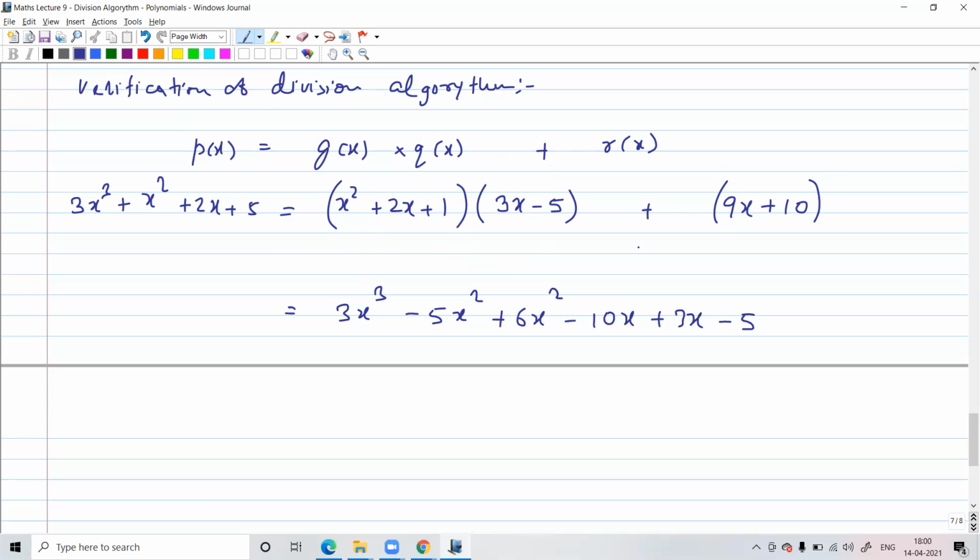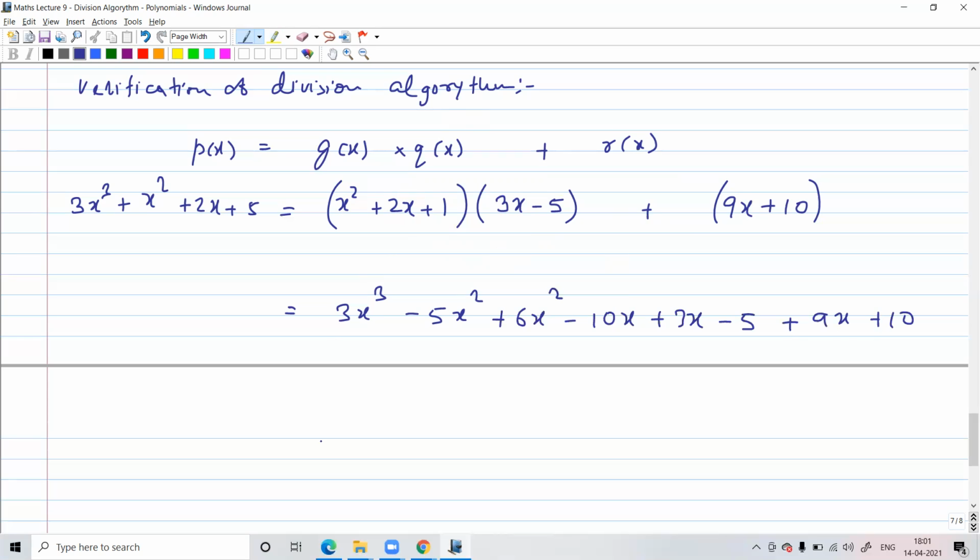Okay. How did we start? Multiply this with everything, then this with everything, and then this with everything on the right side. So this part is done, and let's write the remainder as it is. There's a plus sign over here, so plus of 9x will become 9x, and plus of 10 will become plus 10 like this.